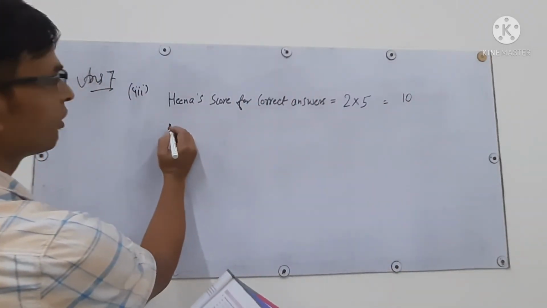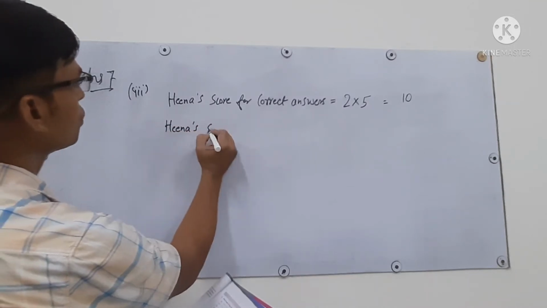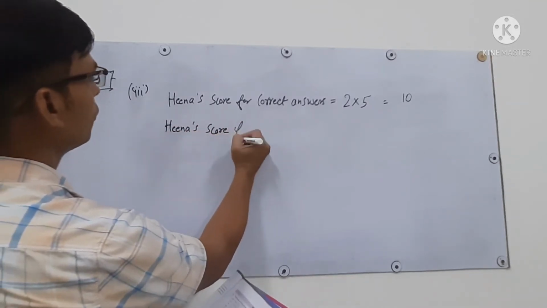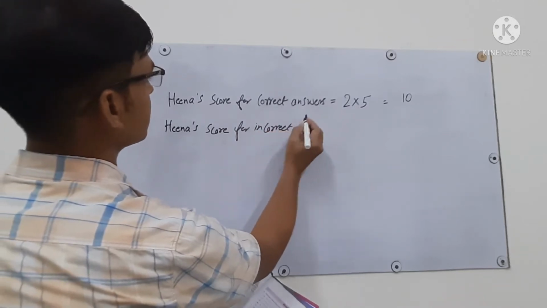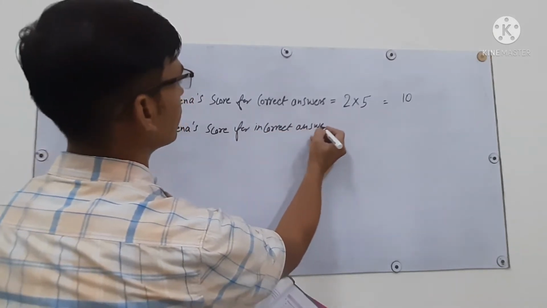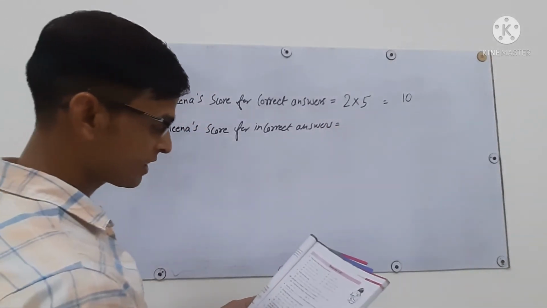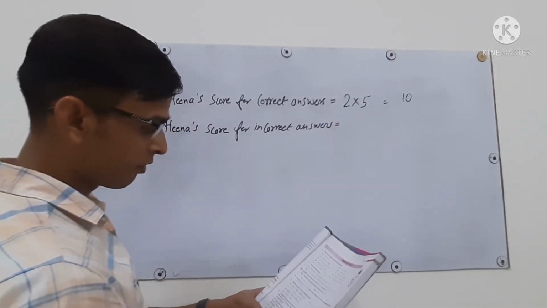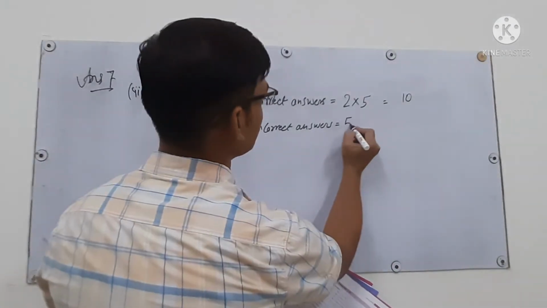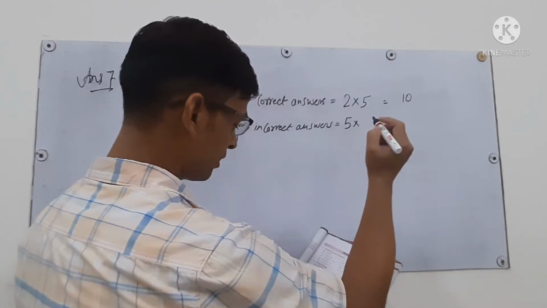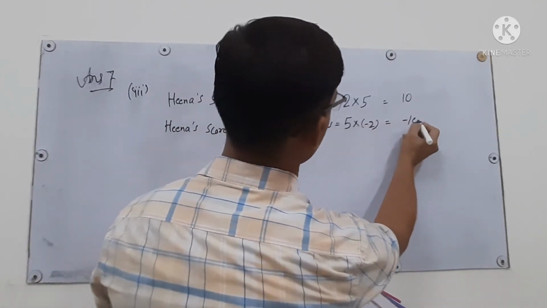Okay. Similarly, we will find it for incorrect answers. So Hina's score for incorrect answers. What will be Hina's score for incorrect answers? Hina has given 5 incorrect, so 5 cross -2. It will be minus 10.